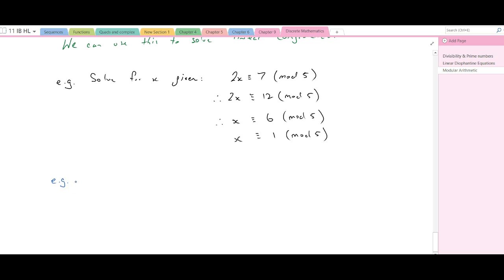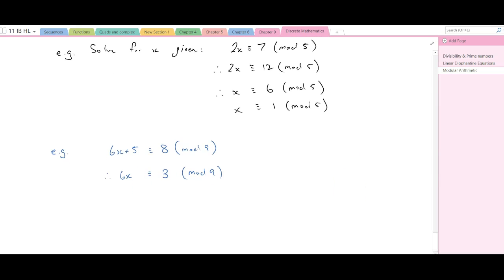Again, we're solving for x given, in this case, 6x plus 5 is equal to 8, and that's in mod 9. All right, the first thing we're going to do is subtract that 5, always using these congruence statements. So subtract the 5, so 6x is congruent to 3 in mod 9. Is that okay? We've just subtracted 5 from both sides. We know that that's okay. So 6x is equivalent to 3 in mod 9.